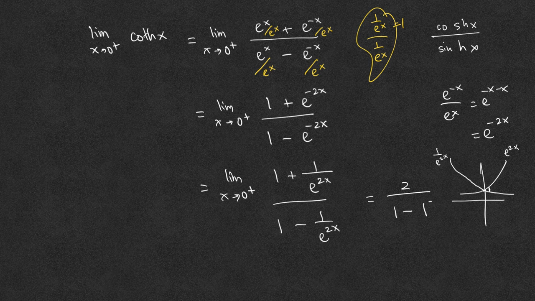Think of this as 0.999999, which is the limiting value. And so we have 2 over a very small but positive number. And so this is positive infinity. What this shows us is that if we were to sketch the graph of the hyperbolic cotangent of x, we will get a vertical asymptote at x equals 0.